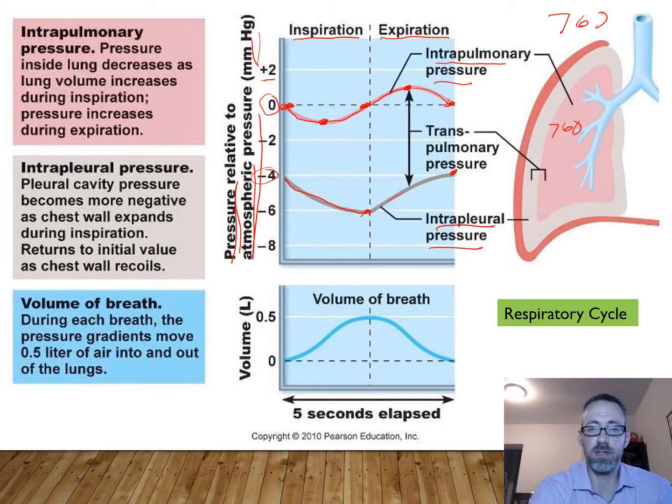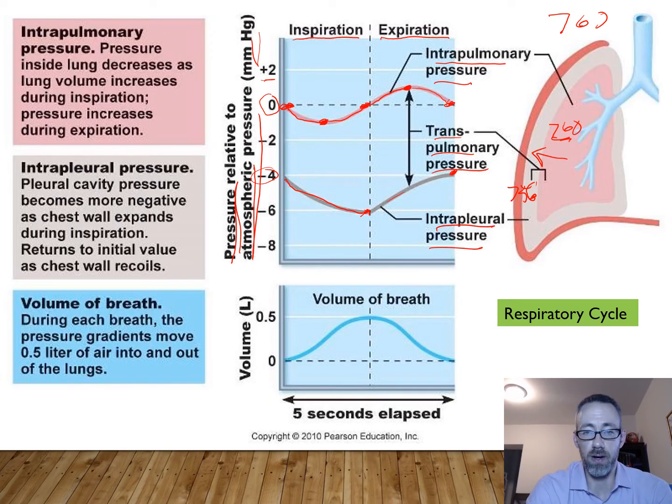So now the difference between the intrapulmonary pressure and the intrapleural pressure, that's our transpulmonary pressure, right? That's what I was describing before. So under normal circumstances between breaths, when I'm not breathing in, if this is, say, 756 in here and it's 760 in the lungs, right? The difference between those is 4. That's the transpulmonary pressure, and it's outward, which helps to keep the lung open, all right?